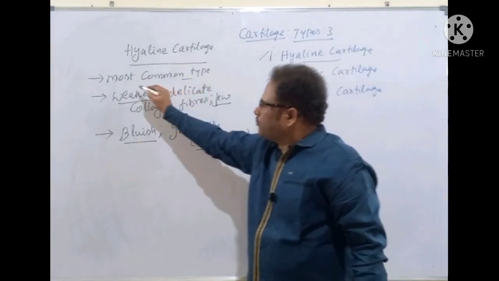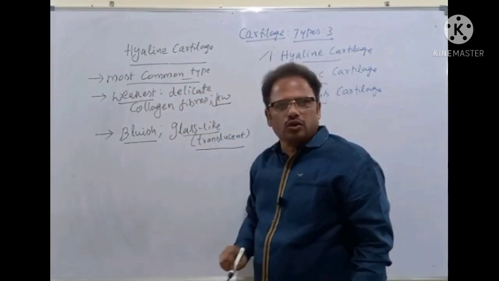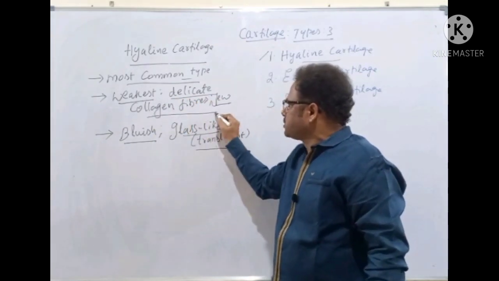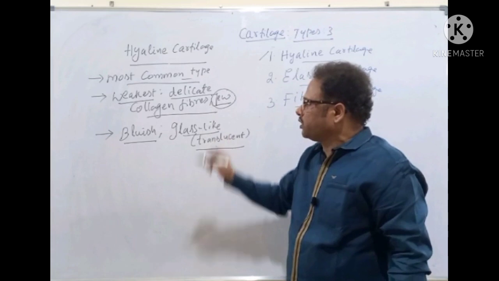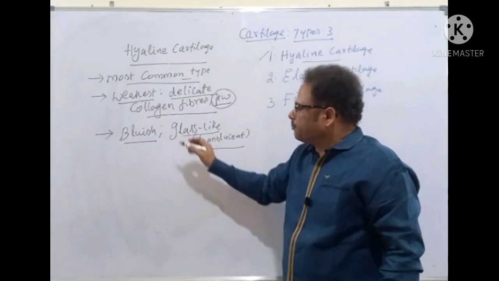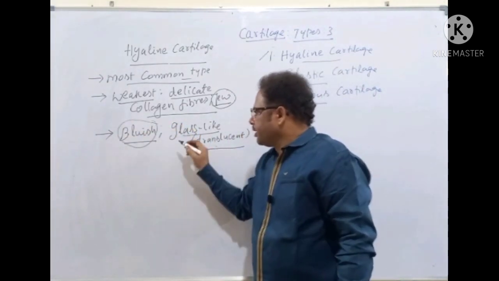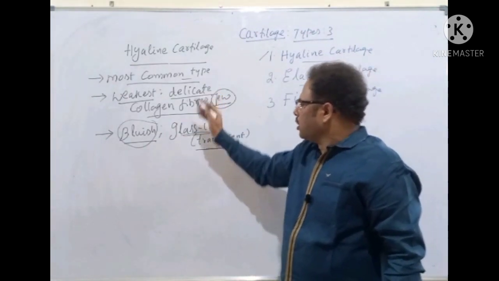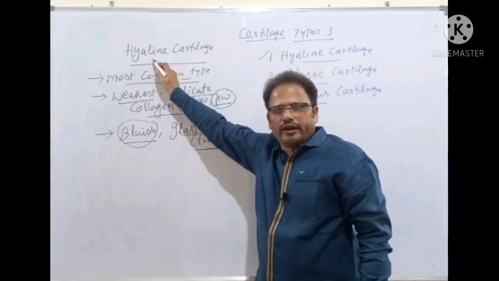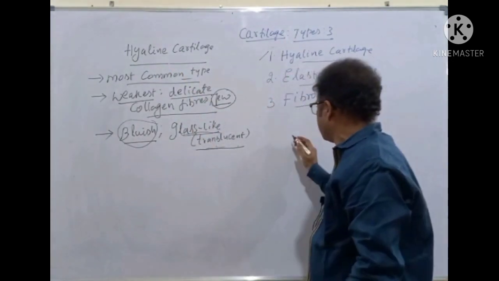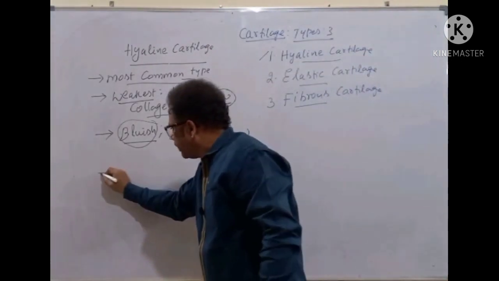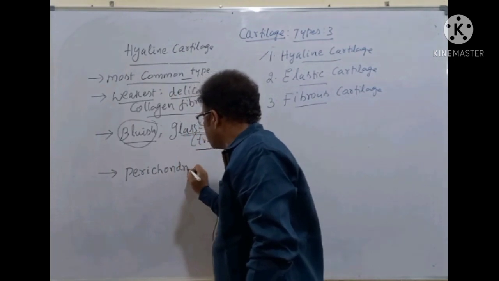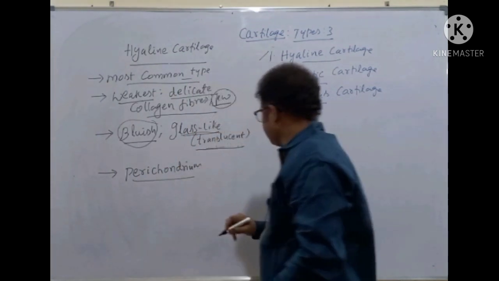So hyaline cartilage is the most common type, extensive in the human body. It is the weakest cartilage because it is made of delicate collagen fibers, and very few collagen fibers are there. The color is bluish, sometimes bluish white also. It's a glass-like or translucent cartilage, that's why it's called hyaline. It contains the perichondrium, the layer is there here.